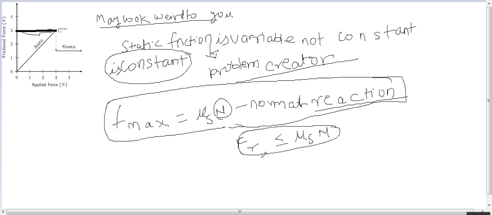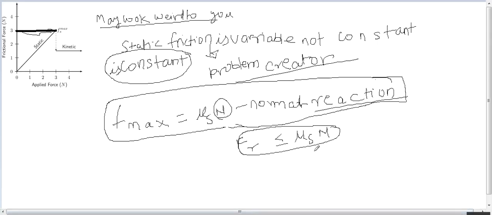So we know the maximum value of friction force, and friction force is always less than or equal to the maximum value. It is not going to exceed the maximum value of the friction, mu into N.